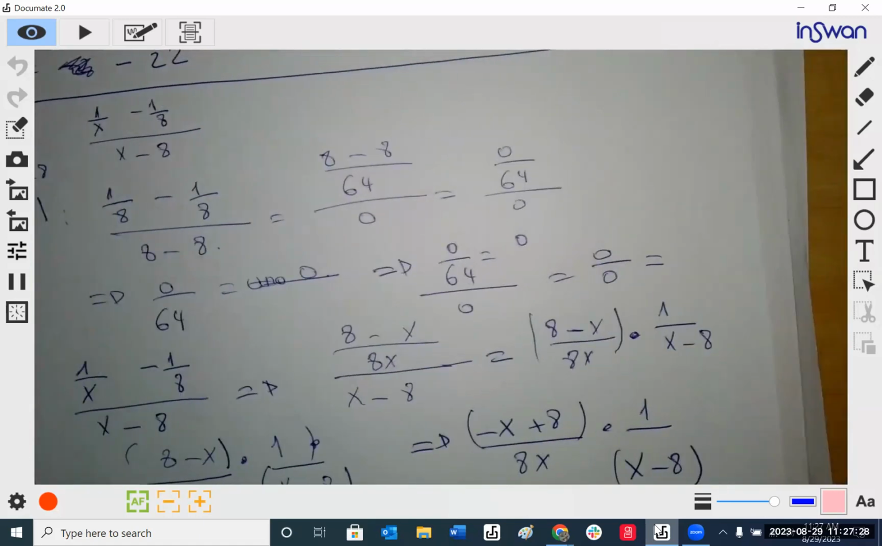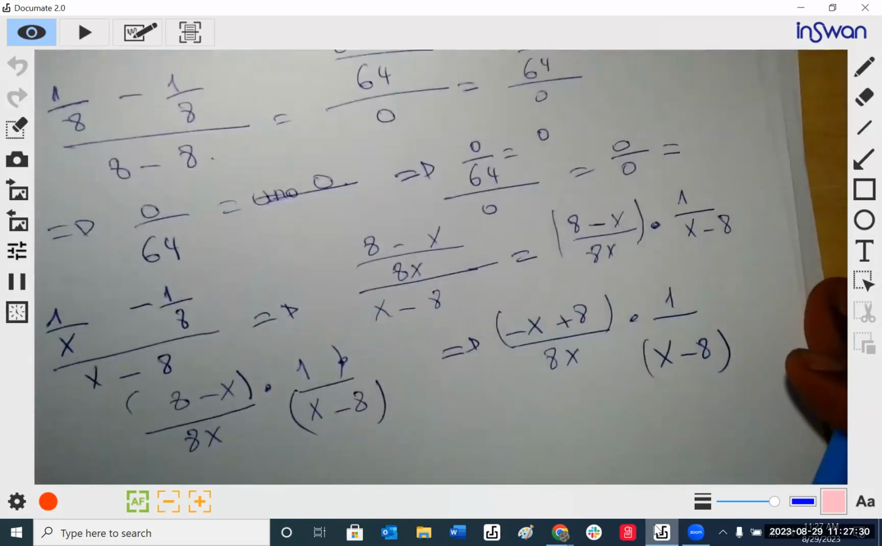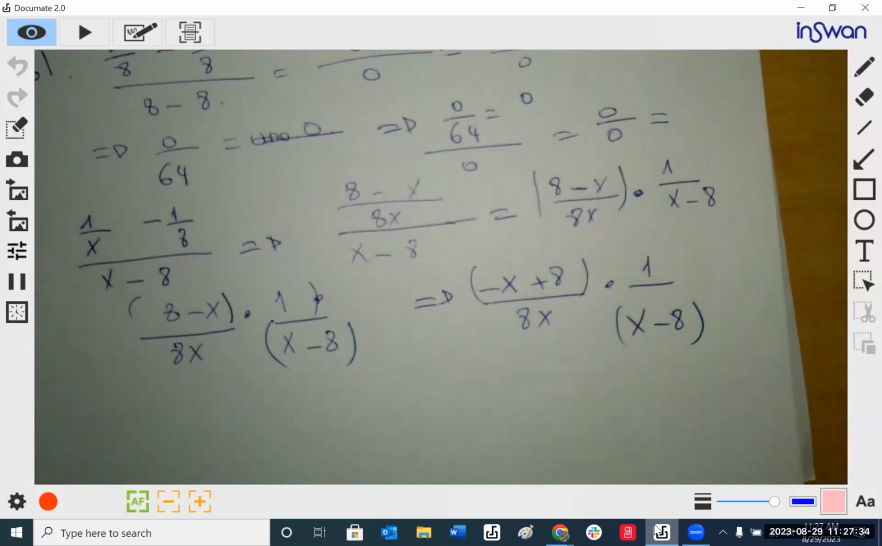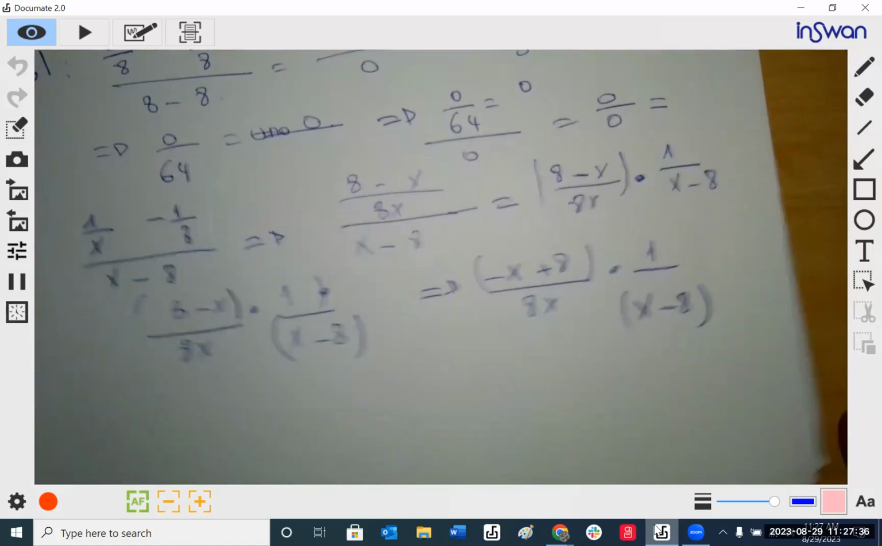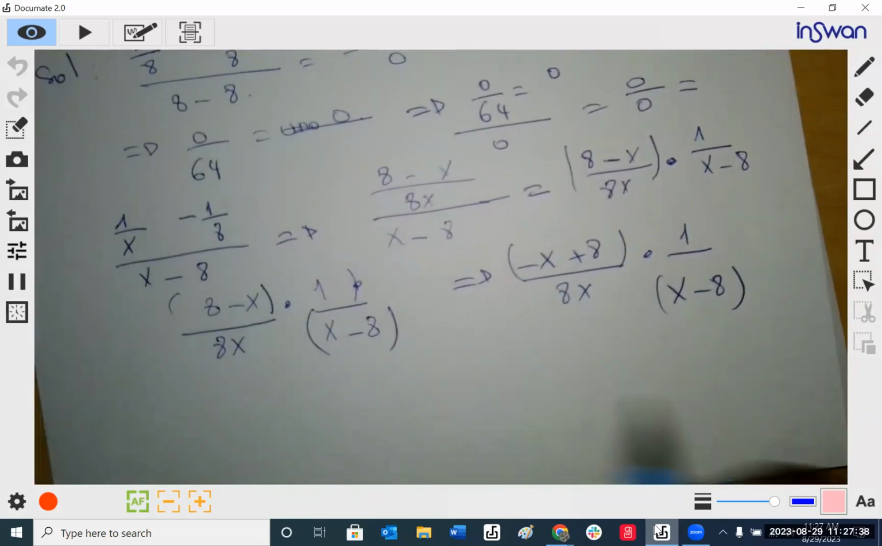And now on the top left, what can you factor out? I can remove a negative one. Negative one, yes.